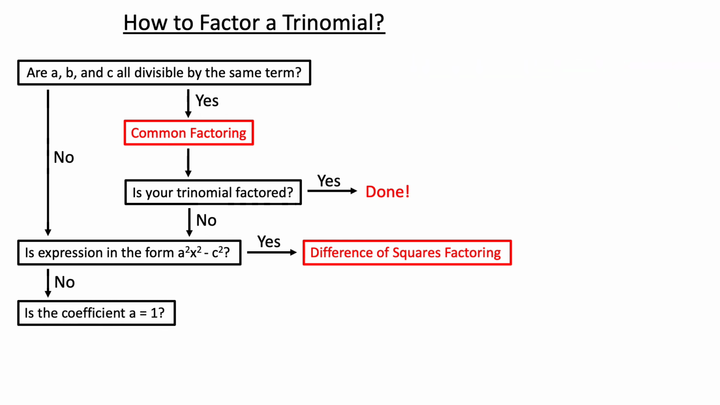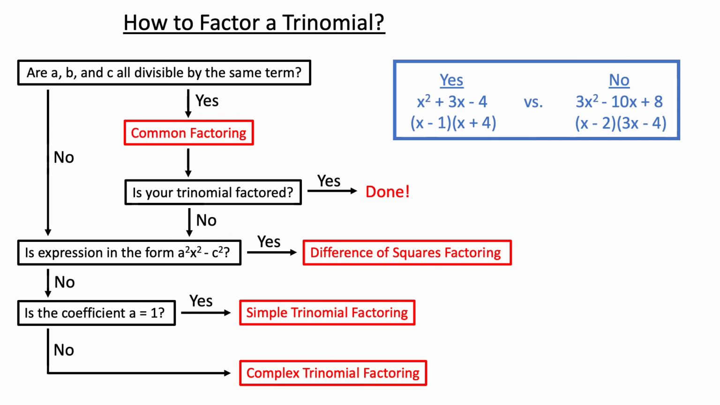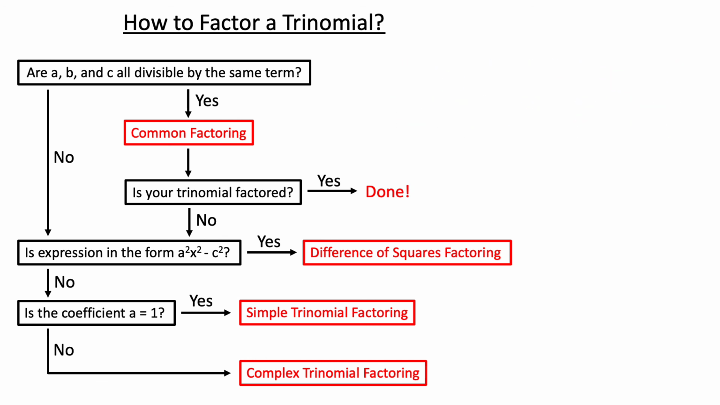The next question we want to ask, and this is actually the final one, is, is the coefficient a 1? And this again is the x squared coefficient. For example, on the left it is, and this allows us to use simple trinomial factoring. If not, if the coefficient is not 1, we are then going to use complex trinomial factoring, as you can see here. Now, if you follow this flowchart, it will break down any problem you have and exactly how to factor it. And this is the most efficient way of addressing any problem.